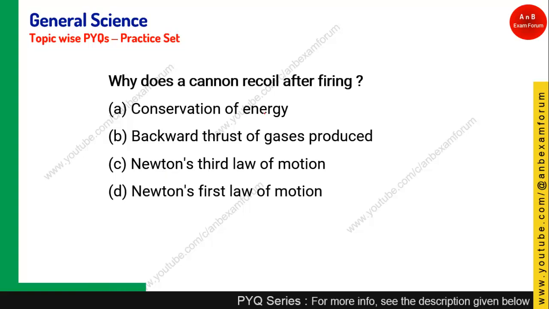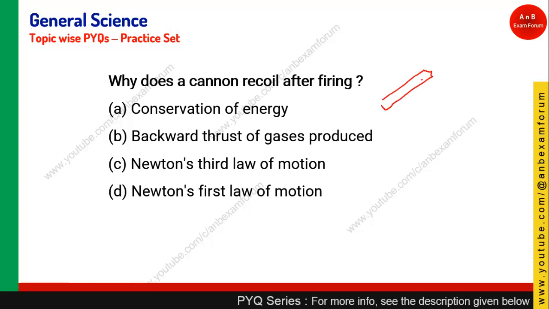Why does a cannon recoil after firing? A cannon fires, and it experiences a similar force in the backward direction, opposite to the shot. It is Newton's third law of motion: to every action there is an equal and opposite reaction. So after firing, the opposing force also acts in the opposite direction.